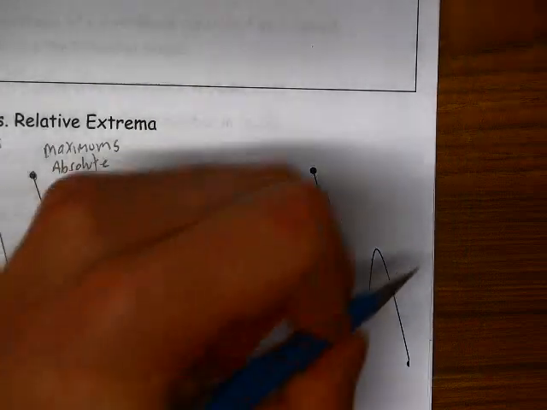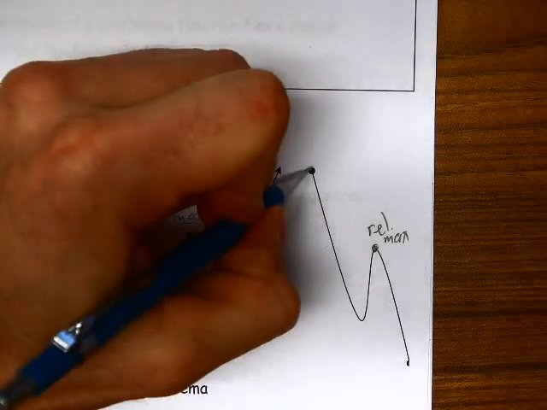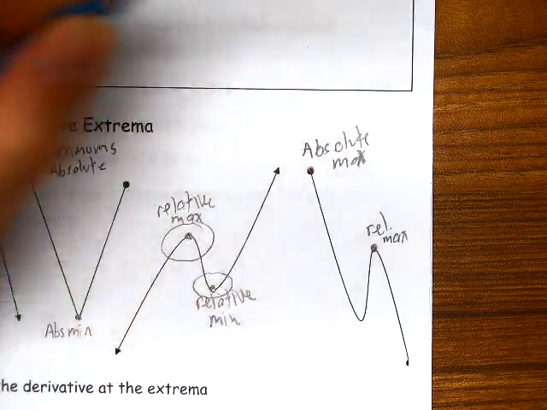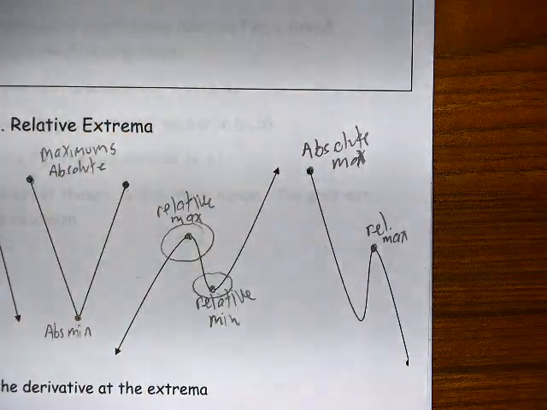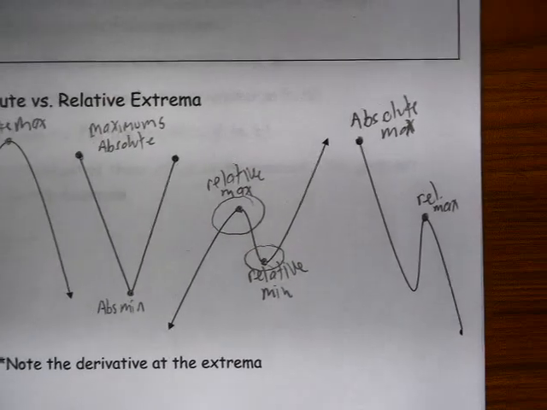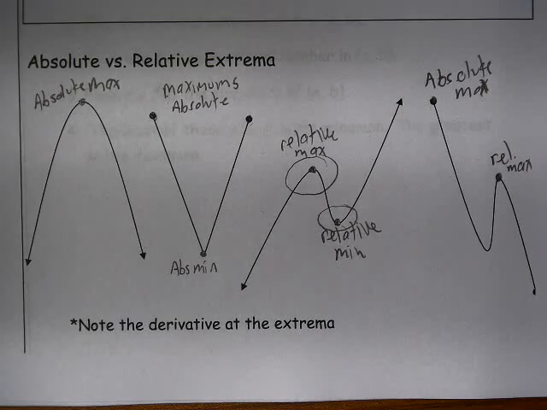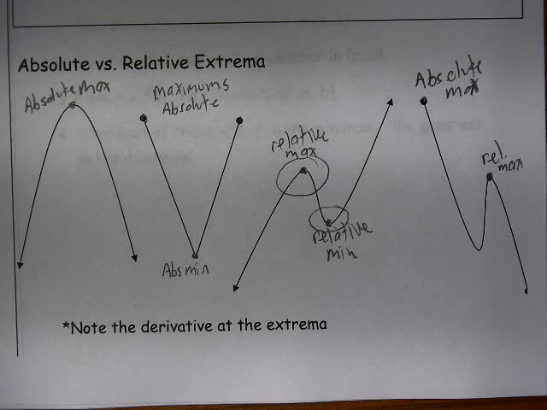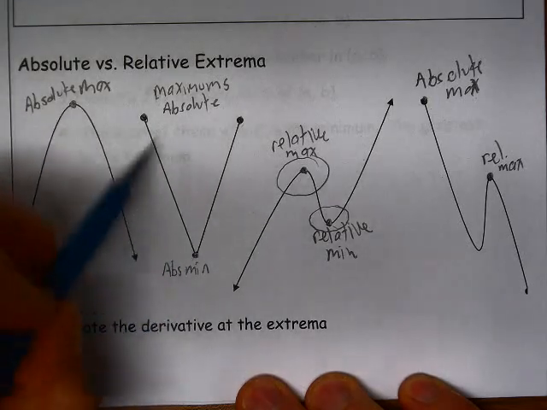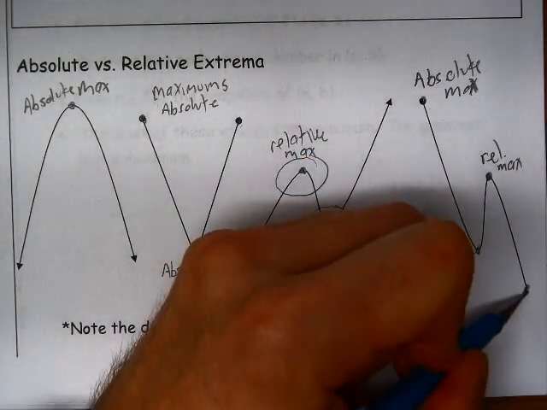On the right, we have an example of a function that has a relative maximum here. It also has an absolute maximum. So notice that the relative maximum is lower than the absolute maximum. So we could have both types of extrema on a given function depending on how that function is defined. And one thing that we want to take a look at as we're looking at these graphs here, note what the derivative is at all these extrema, whether they're absolute or relative. Here's a relative minimum that we didn't talk about, and there's an absolute minimum that we didn't talk about there.